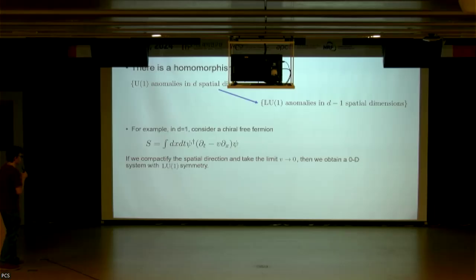when you send V to 0, the particle doesn't move around in space anymore. Because the spatial direction is compactified, you think of it as effectively a zero-dimensional system. But it has its LU1 symmetry, because wherever the particle is on this compactified circle, it just stays there. That's saying that the charge at each point is conserved. Because this chiral fermion had a U1 anomaly, that will be manifested in the anomaly of this loop group symmetry. So that's one way to understand this correspondence.